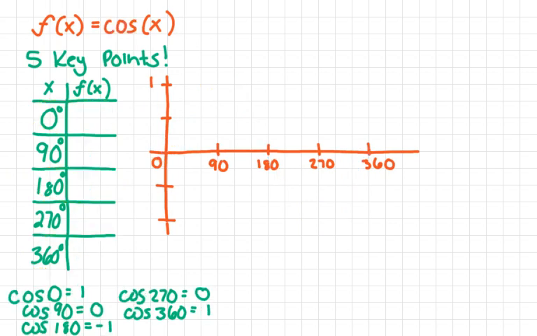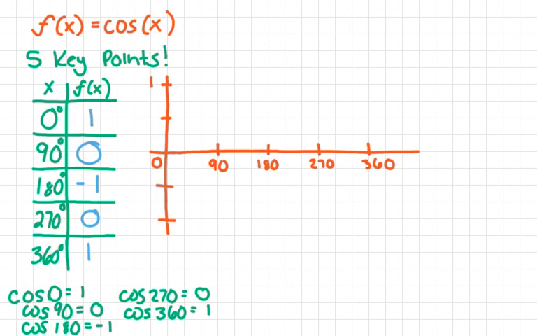For the cosine parent function graph, I'm going to use the exact same 5 key points for my x values. Again, I can get these values by going right to my graphing calculator and typing them in and getting that the cosine of 0 is equal to 1, the cosine of 90 is equal to 0, the cosine of 180 is equal to negative 1, the cosine of 270 is equal to 0, and the cosine of 360 degrees is equal to 1.